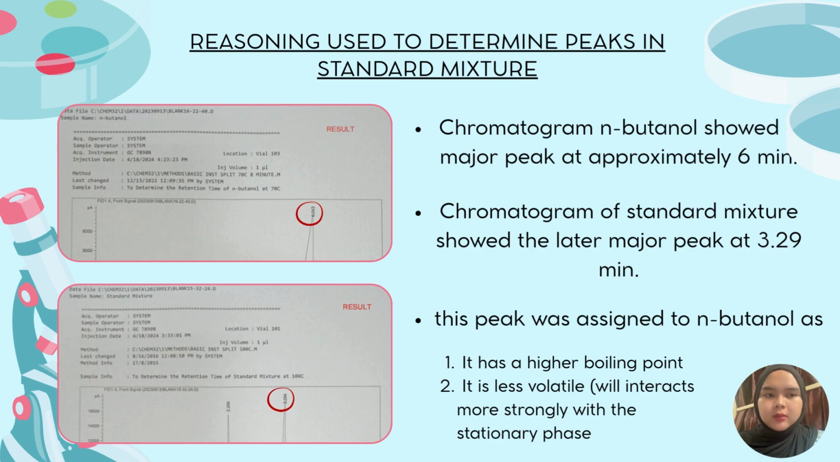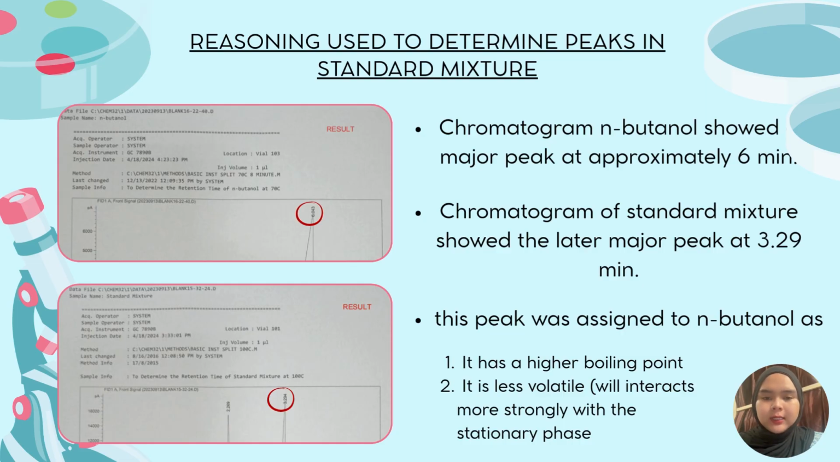So next, we move on to the second picture. The first one at the top is a chromatogram of N-butanol that shows a major peak at approximately 6 minutes. Meanwhile, the bottom one shows the chromatogram of the standard mixture that shows the later major peak at 3.29 minutes. Therefore, this peak was assigned to N-butanol as it has a higher boiling point and it is less volatile.